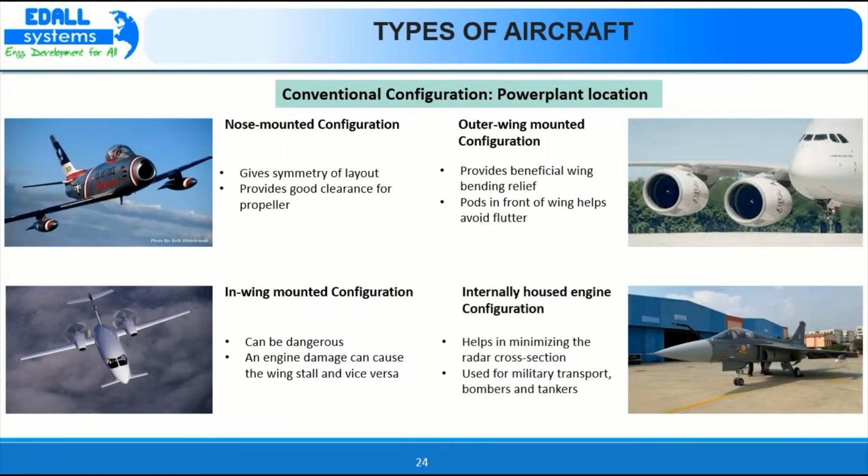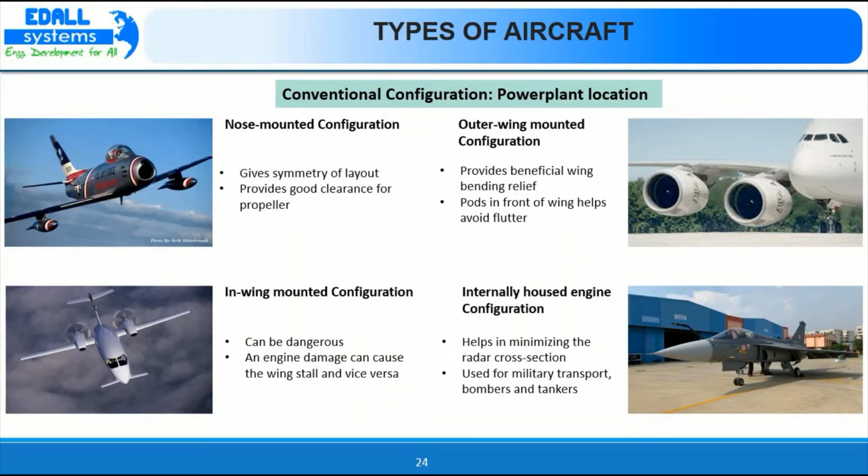Then we have internally housed engine configuration, in which engines are placed inside the fuselage body itself. These kinds of aircraft come under the category of internally housed engines. This configuration helps in minimizing the radar cross section, obviously because the engine is housed inside the fuselage body itself, so the radar cross section is eventually reduced. Generally this kind of configuration is used for military transport, bombers and tankers.